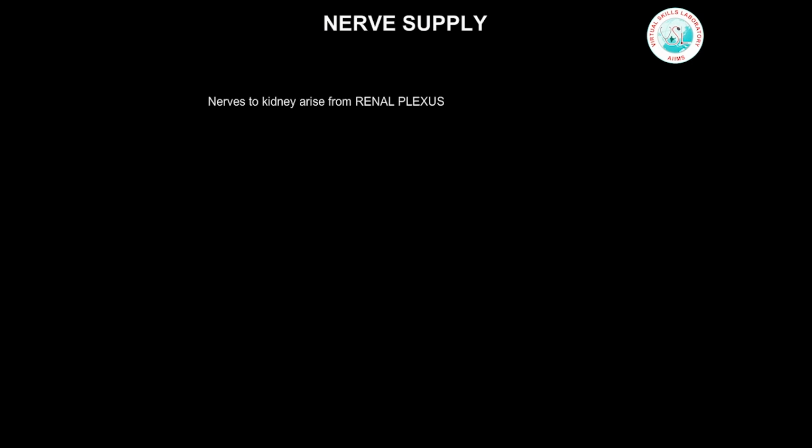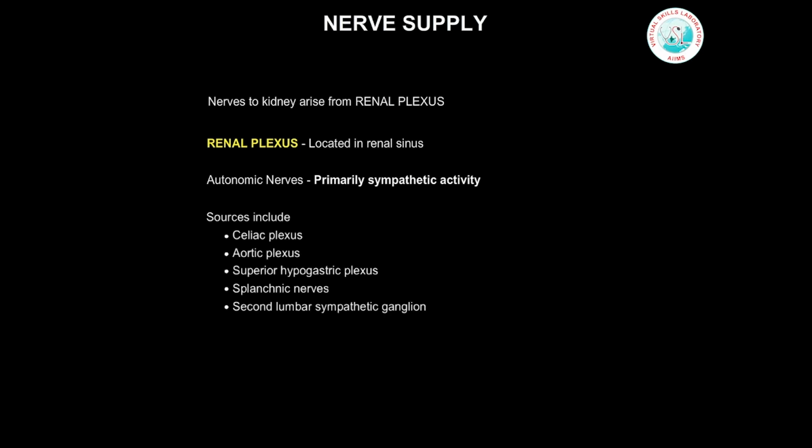The nerves to the kidney arise from the renal plexus that is located in the renal sinus. The renal plexus is composed of a large number of autonomic nerves that primarily have sympathetic activity from various sources that include celiac plexus, aortic plexus, superior hypogastric plexus, splanchnic nerves, and the second lumbar sympathetic ganglion. Parasympathetic supply comes from the vagus.